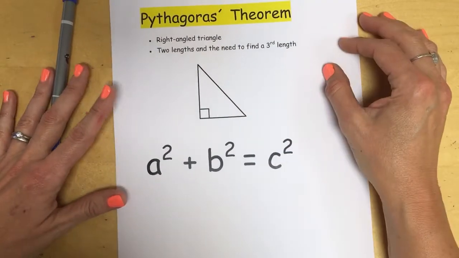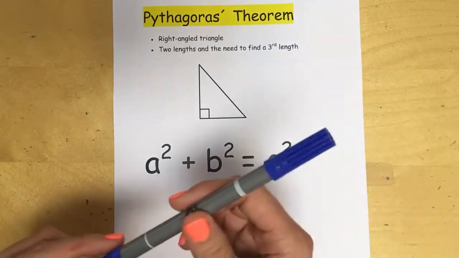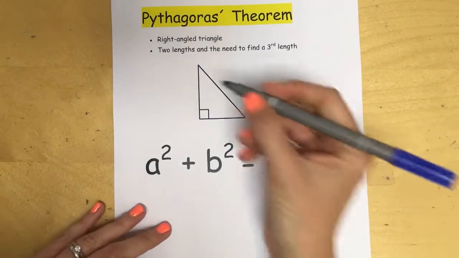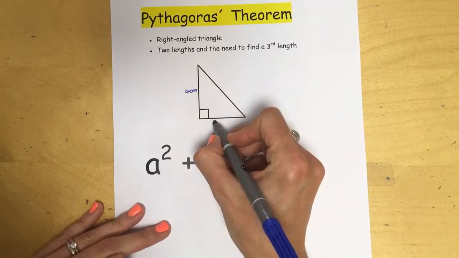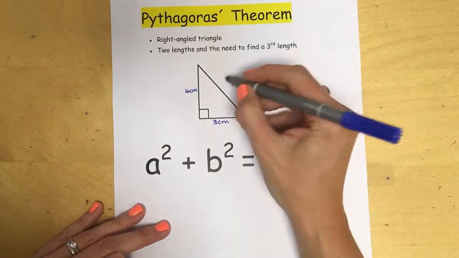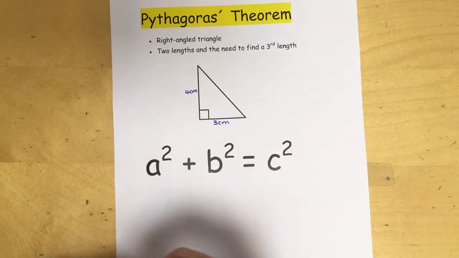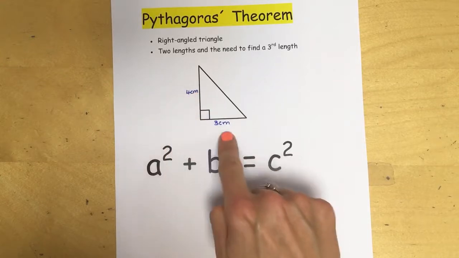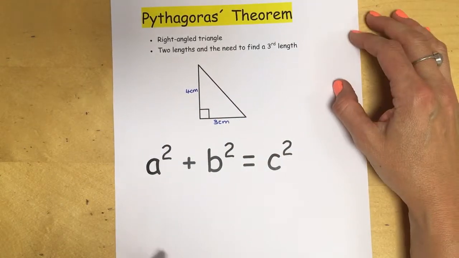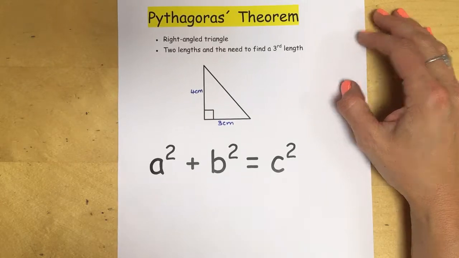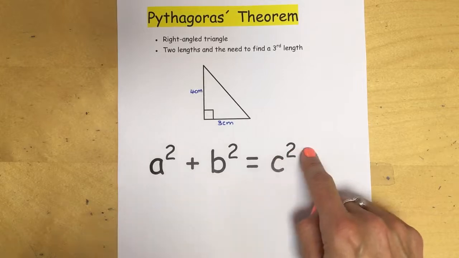Number two is if they give you two lengths and you need to find the third length. So for example, if this was 4 centimeters and this was 3 centimeters and they wanted you to find this length here, then we could apply Pythagoras' theorem because they've given you two lengths and you need to find a third length. So in that case, you would be wanting to use Pythagoras' theorem. Now, Pythagoras' theorem is given by a squared plus b squared equals c squared.